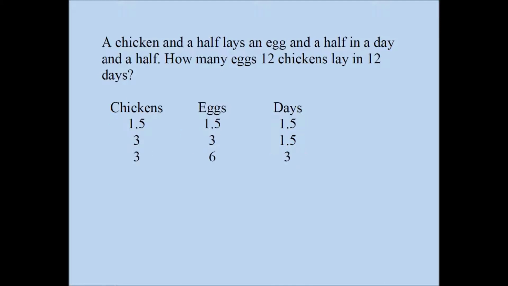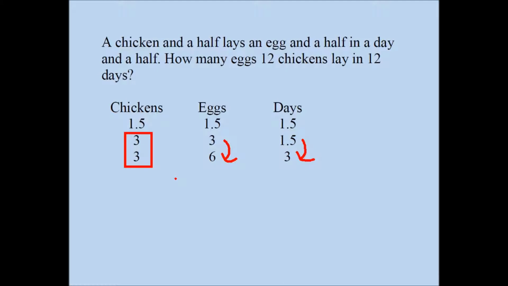Okay. Next, I'm going to change the number of days. I multiplied this by 2. I multiplied this by 2. And this is my constant. What does that mean? 3 chickens can lay 3 eggs over a period of 1.5 days. That means 3 chickens will lay twice as many eggs over a period that's twice as long. So this statement, 3 chickens can lay 6 eggs over a period of 3 days, is far better than the first one. It's much easier to visualize.